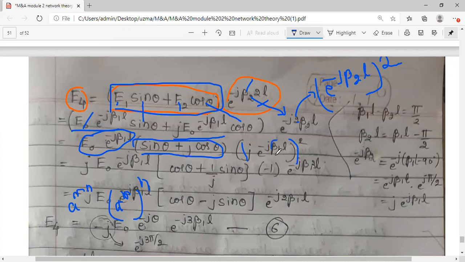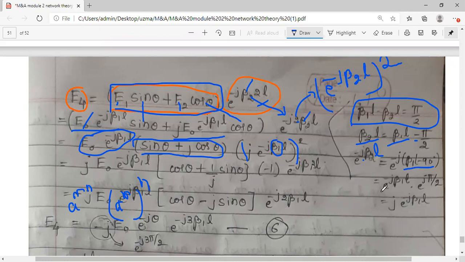But see here the difference. I have taken beta 1, not beta 2. This is from the base. The phase difference should be pi by 2. So express beta 2 in terms of beta 1. So what is e raised to j beta 2l? It is e raised to minus j beta 1l minus 90 degrees.